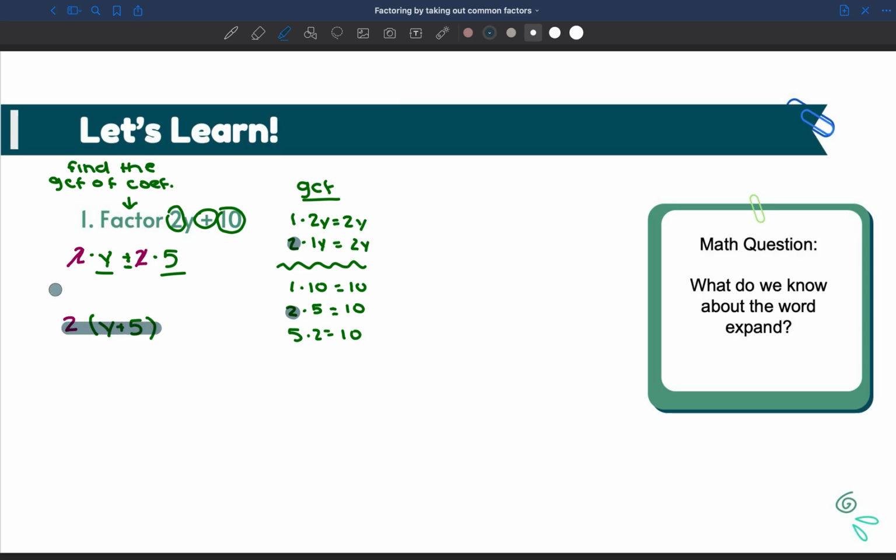And you can check your work by expanding. So we could do 2 times y and 2 times 5. 2 times y gives us a positive 2y, and 2 times 5 gives us 10. And since it was adding, we're going to have 2y plus 10. And this is the same, so it is correct.